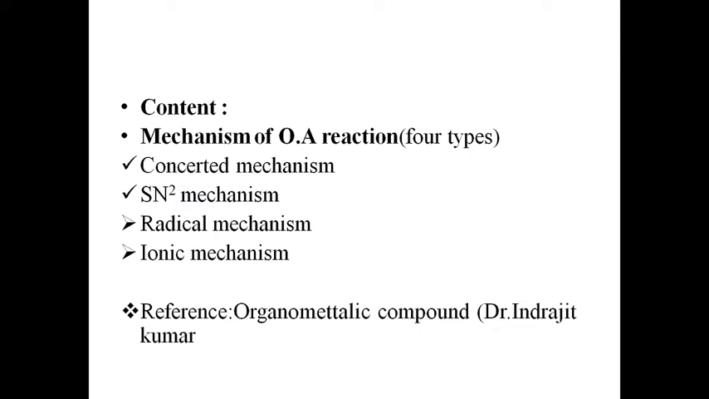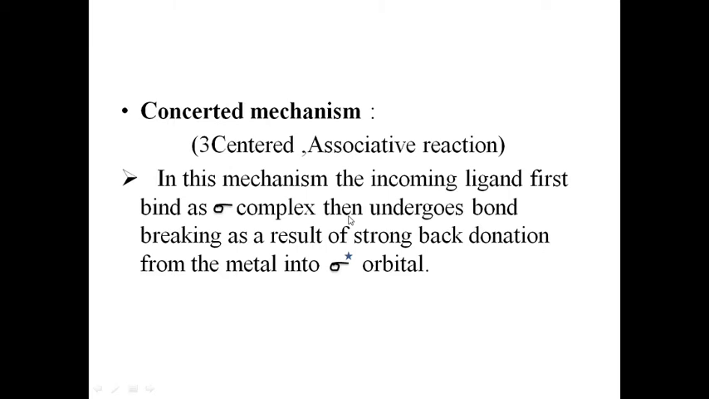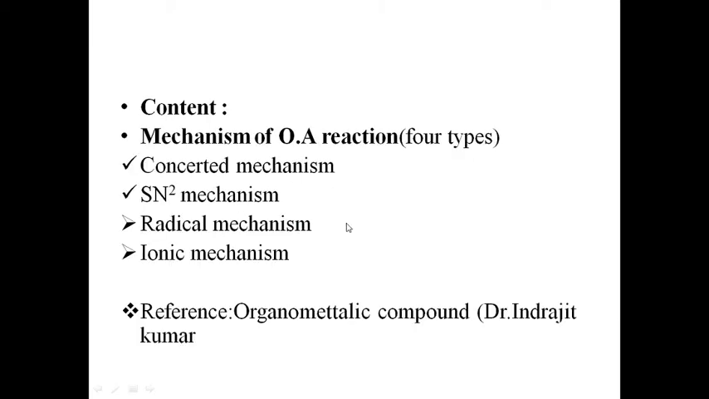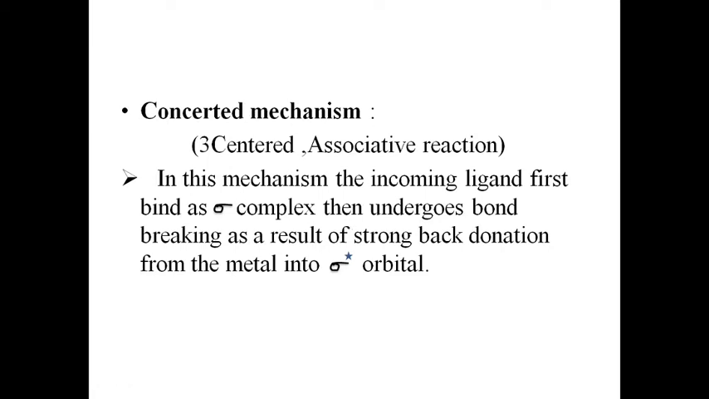Out of these four, the first two, the concerted mechanism and the SN2 mechanism, are important. We will learn one by one. First, let us move toward the concerted mechanism. This concerted mechanism is a three-centered associative reaction. In this mechanism, the incoming ligand first binds as a sigma complex. Then it undergoes bond breaking as a result of strong back donation from the metal into a sigma star orbital. So, first a sigma complex is formed.